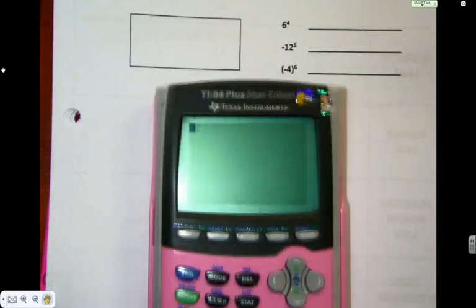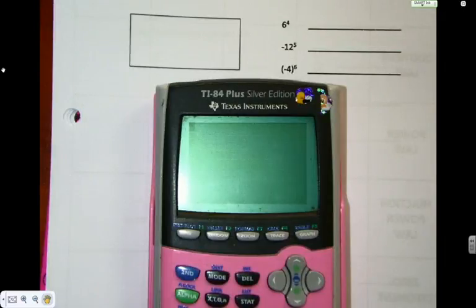Typically, the way it works is you hit the base first. So for the first example, we're going to hit the 6. Then you're going to hit whatever key you have. I have a caret key. You could have y to the x, x to the box, or x to the n. Then you're going to do the exponent. So it's typically base, exponent key, exponent, hit enter. You should all have the same number, which is 1296.